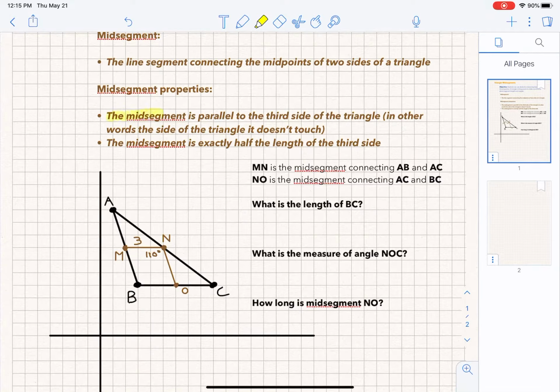The midsegment is parallel to the third side of the triangle. And the third side is the side of the triangle that the midsegment doesn't touch. And the midsegment is exactly half the length of the third side, which is somewhat intuitive, but we now have that as something that we can fall back on in making deductions.